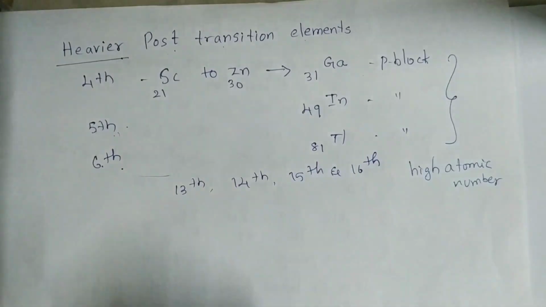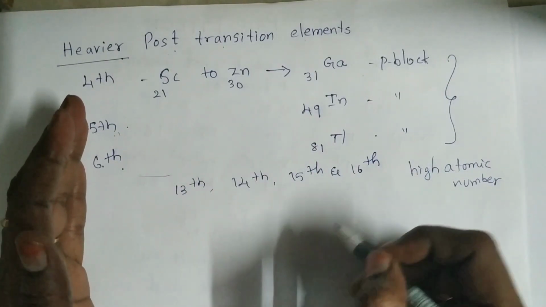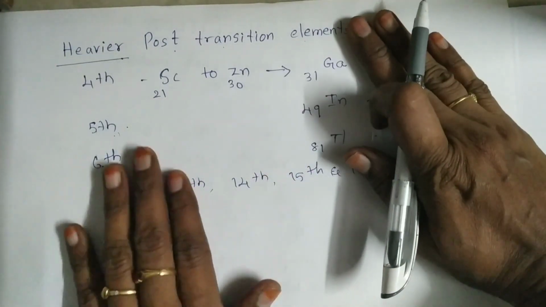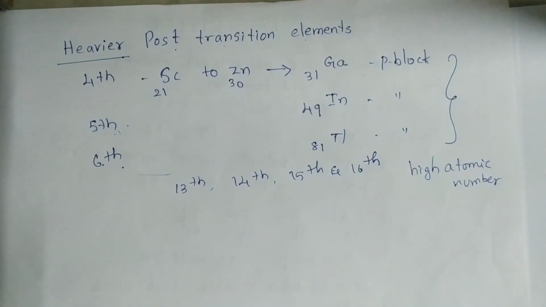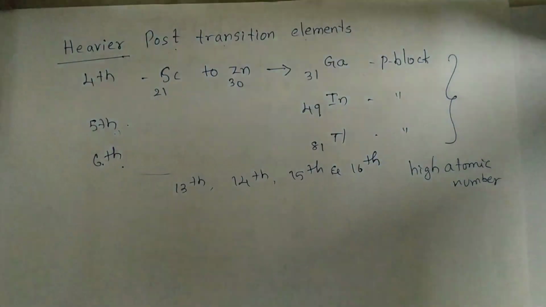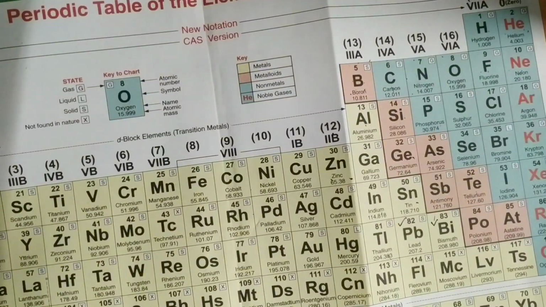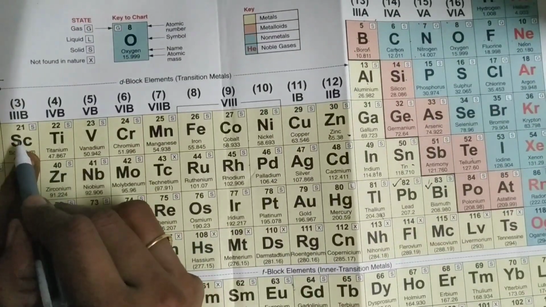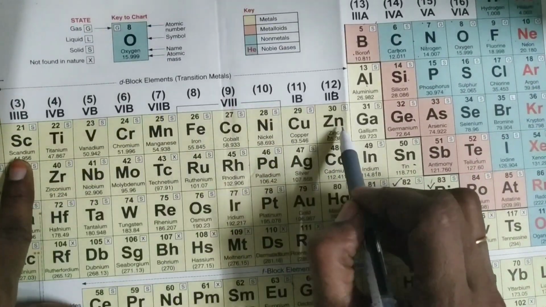These are located after the transition elements, and after that metalloids will also be there. I will show you the periodic table. So here, when you see the periodic table, atomic number 31 comes here, after 21 to 30.